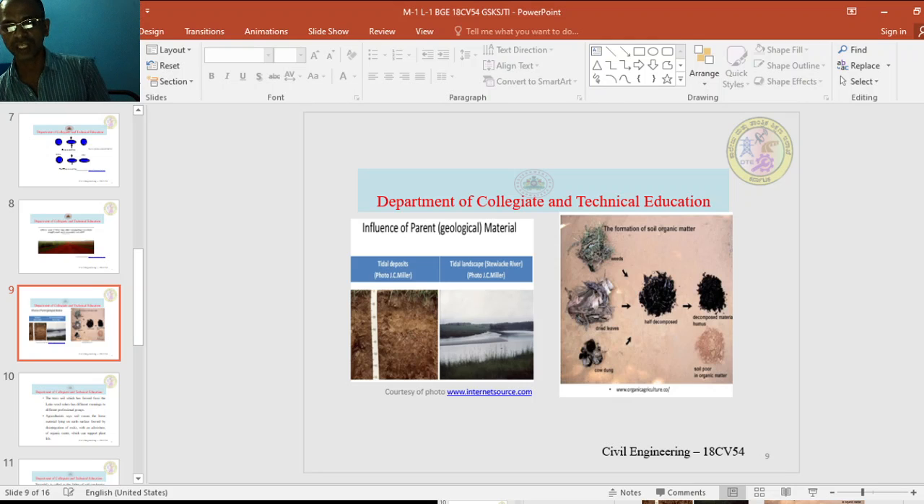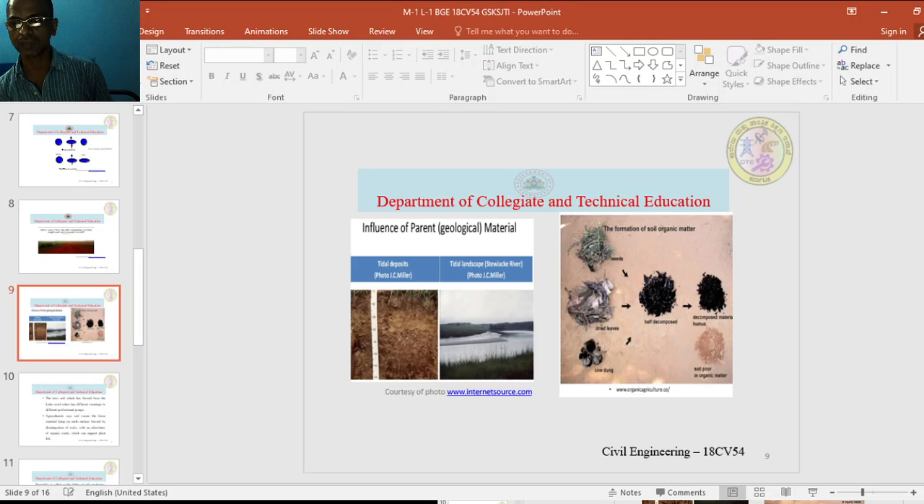Next, we should understand the influence of the parent geological formation. Soil is formed by weathering. Weathering means the process of disintegration of parent rock. It may be due to a physical agency or a chemical agency. If it is a physical agency, it is called physical weathering. When it is a chemical agency, it is called chemical weathering.